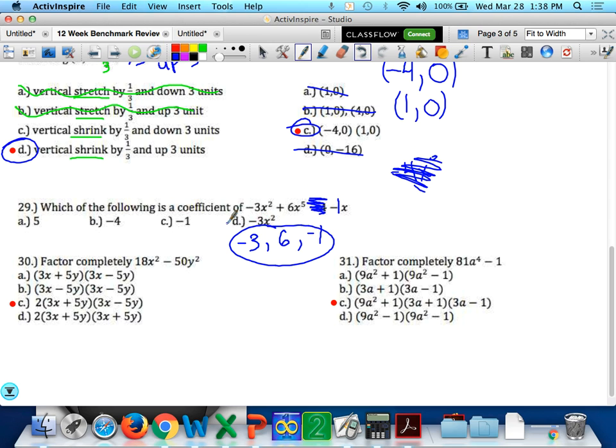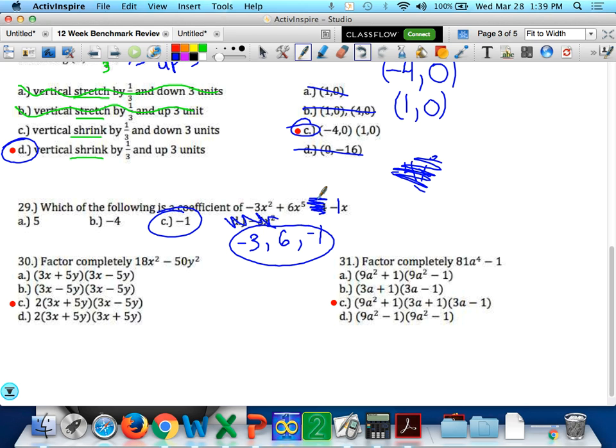That is where D will get people in trouble. They'll think, oh yeah, that's one of my pieces. It's not asking for a term. If it asked for a term, D would be correct. That's the whole term, but it wants coefficients. The only one of my coefficients that shows up is option C. Okay, option C is the only coefficient that shows up on our list. The other ones are just there to trick you.